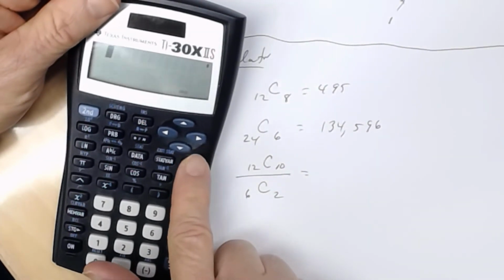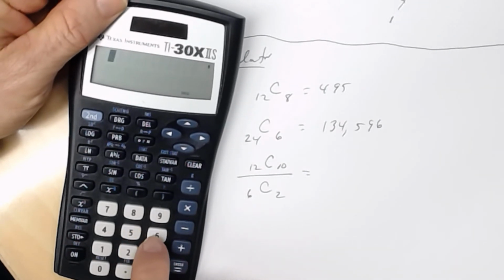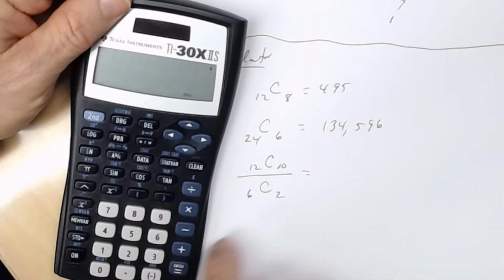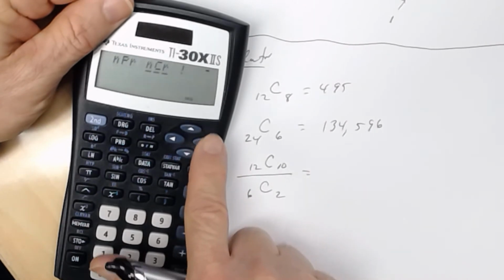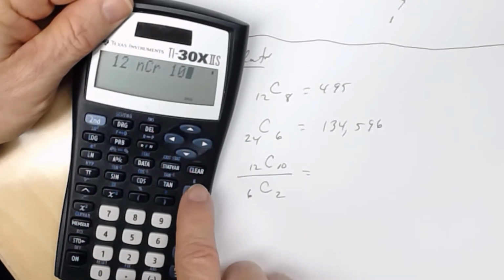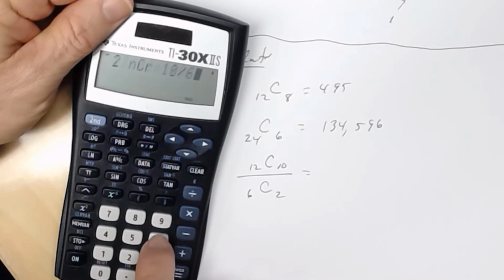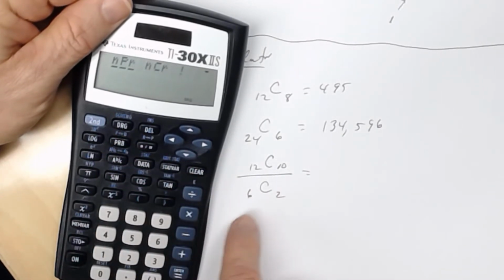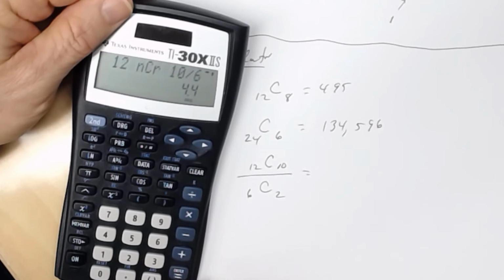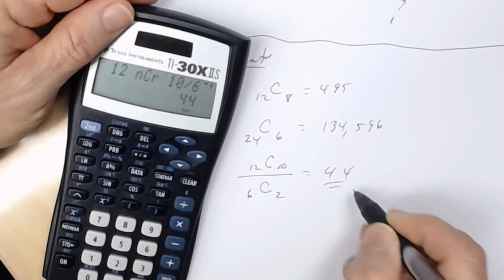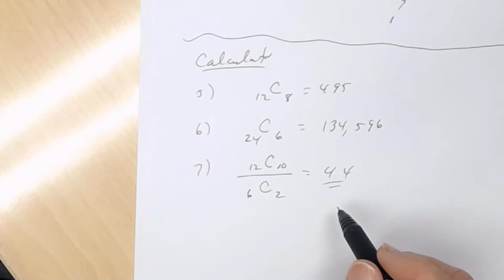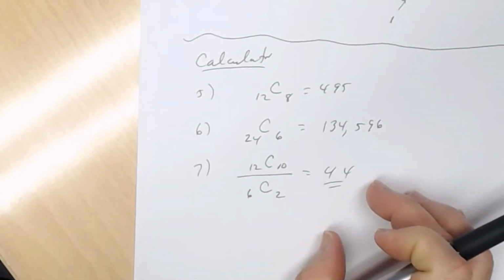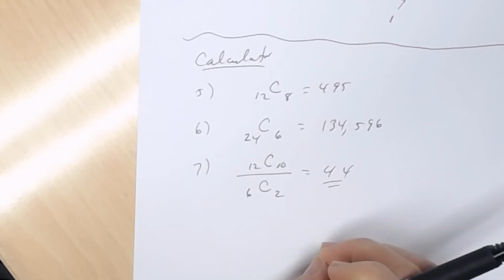So let's see. We have 12. Let's go to the numerator first. So that's 12, probability, 10, divided by 6, probability, move the arrow, and then 2, and then press equal. You get 4.4. All right, so just leave it like that, that's fine. Normally, when we do these, it'll be a whole number. I just made this up, so it's 4.4, right? Just make sure you get 4.4.